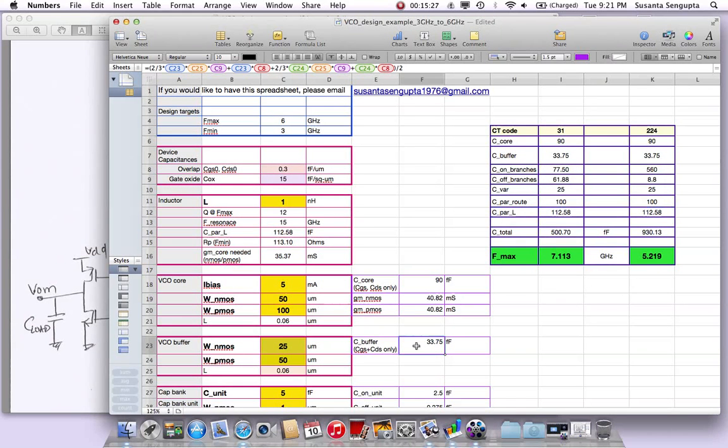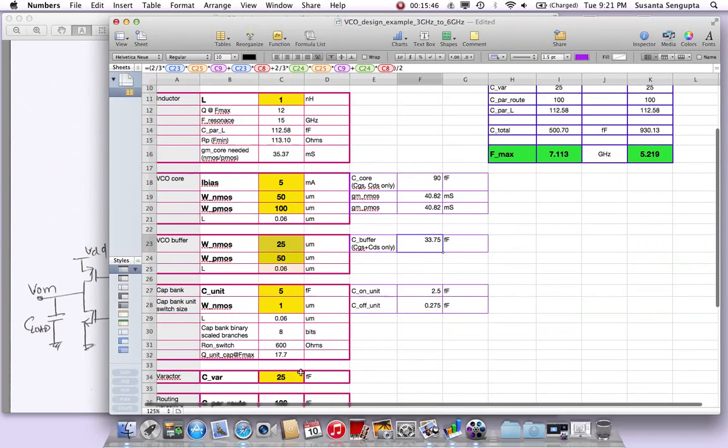So this is set up to calculate again what we talked about, all the CGS and overlap capacitance for the buffer, and then plug it in here so that it will show how the frequency of oscillation, the Fmax, is moving. Okay, so this part takes care of the VCO buffer.